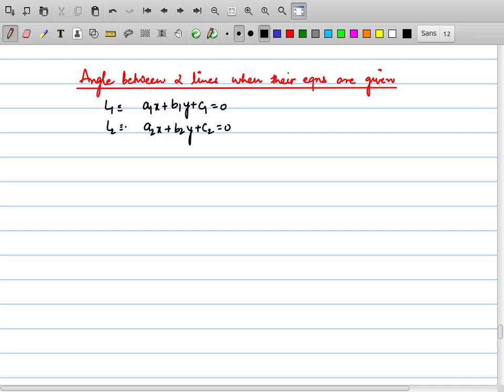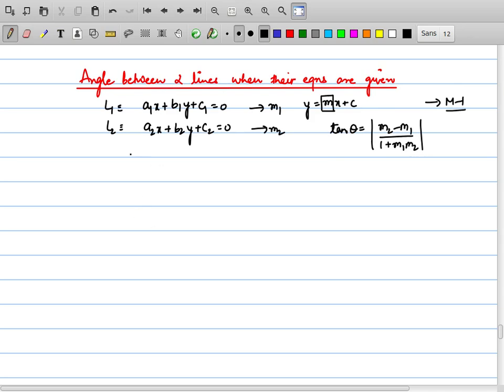Now one of the methods is to find their slopes. You convert them into y = mx + c form and look for the coefficient of x. Let the slope of the first be m1 and of the second be m2, and use the formula tan theta = (m2 - m1) upon (1 + m1 m2). This is method 1. Method 2 also uses the same concept, but it does not go through this entire process. It straight away gives you a formula for finding the angle.